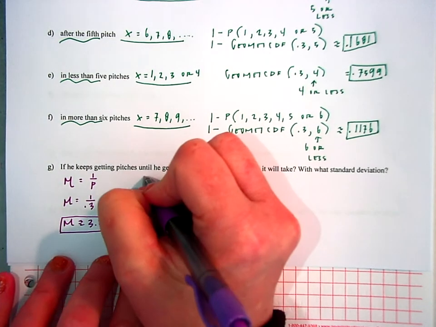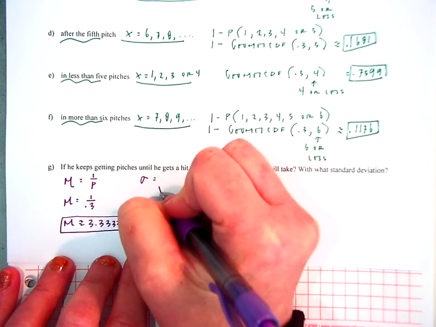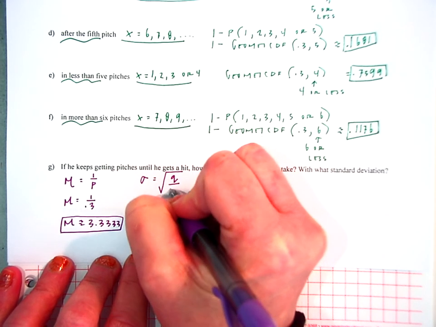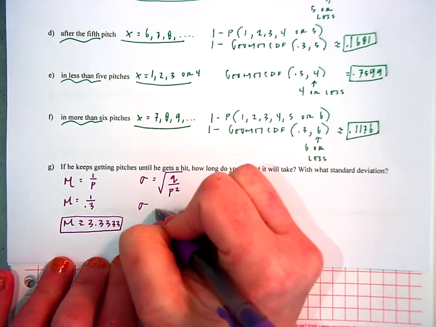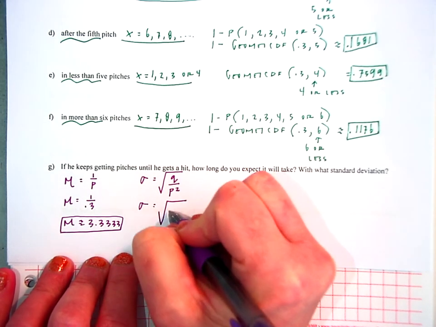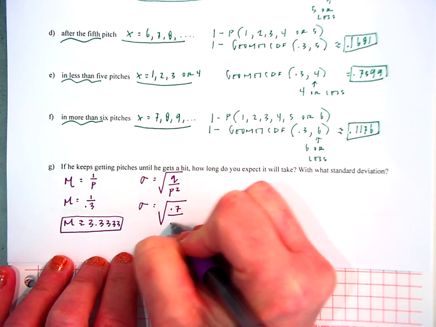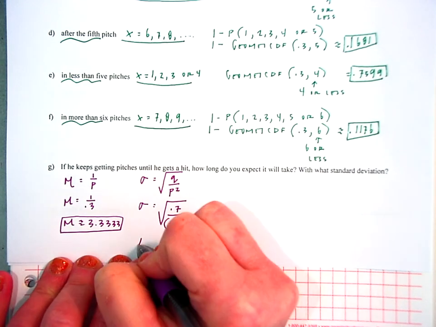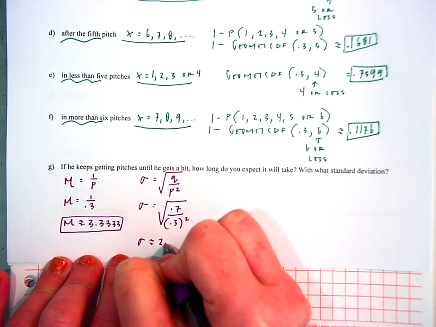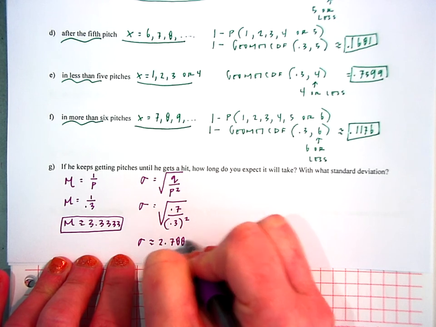Okay, with what standard deviation? So here, big square root, q over p squared. And again, right, I'll give you these formulas. I don't need you to memorize that. So here I have 0.7 and then 0.3 squared. So when I type that in, I should get about 2.7889.